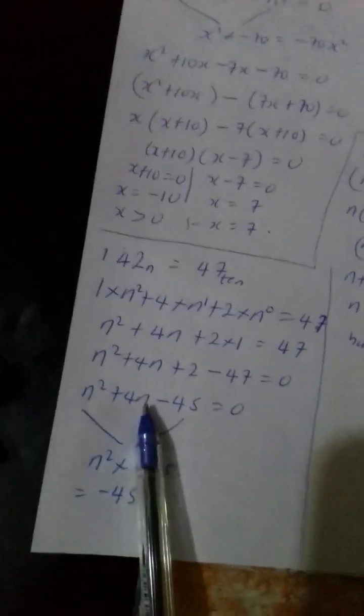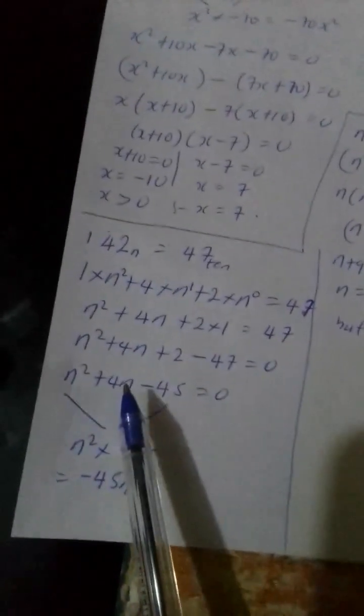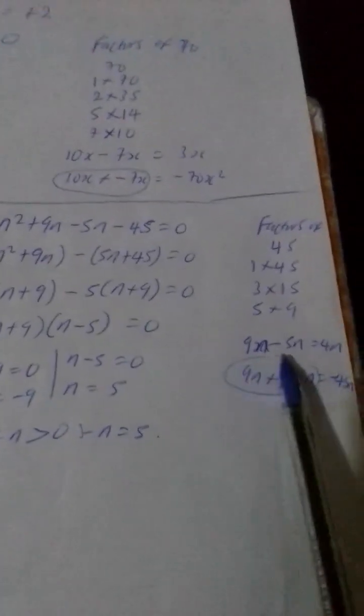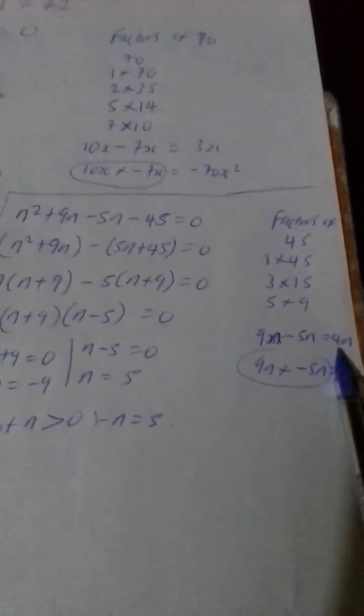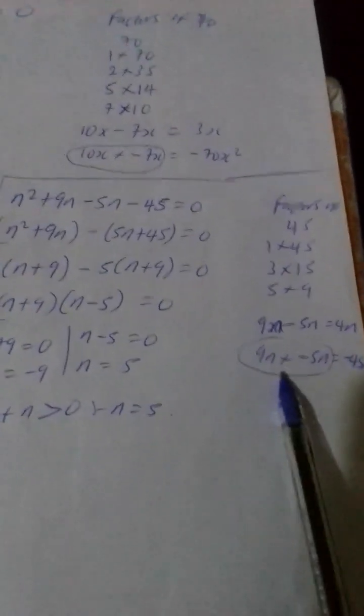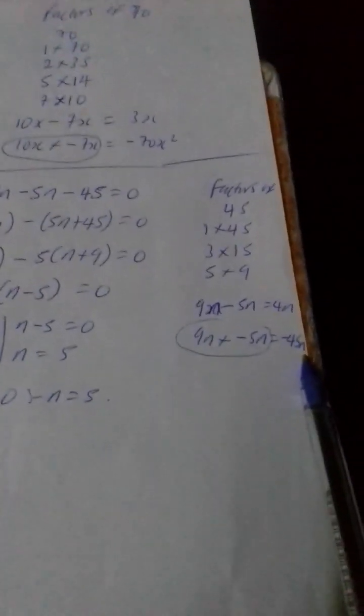Don't forget what you have. You have n squared plus 4n minus 45. So you look for this pair of factors. Which one will I add or subtract that will give me plus 4 in the middle? And when I multiply them, I will get minus 45n squared. Remember, it's plus 4n. So let us now check. It is this 5 and 9. If you do 9n minus 5n, I'll get 4n. So now, 9n times the minus 5n, what do I have? I will have minus 45n squared.